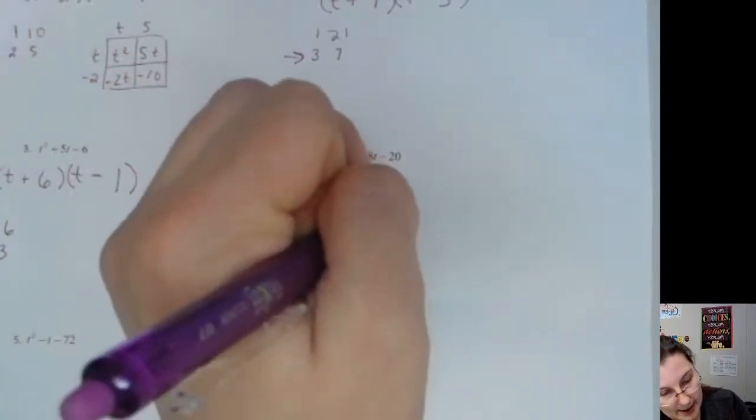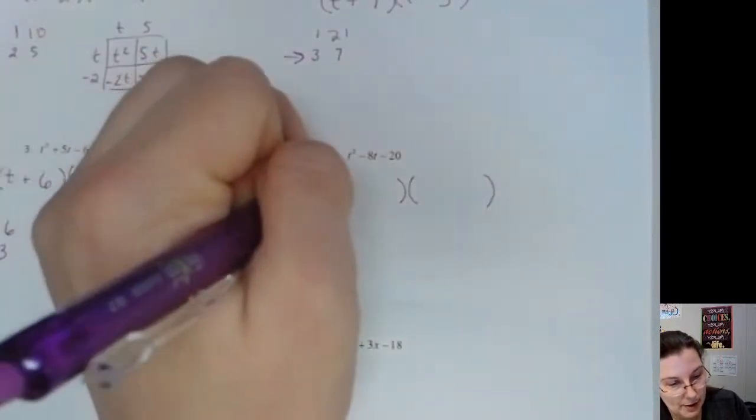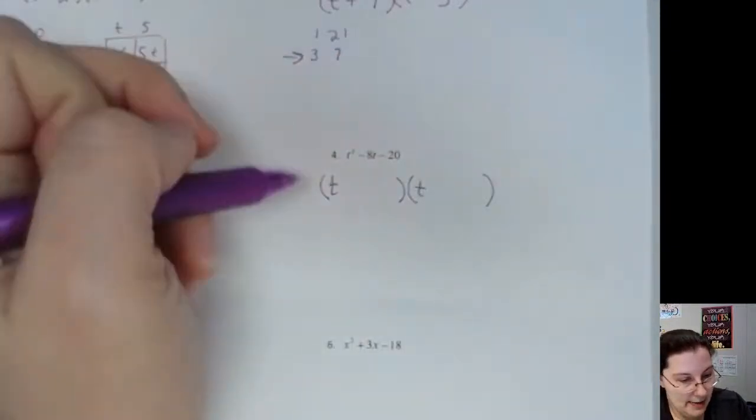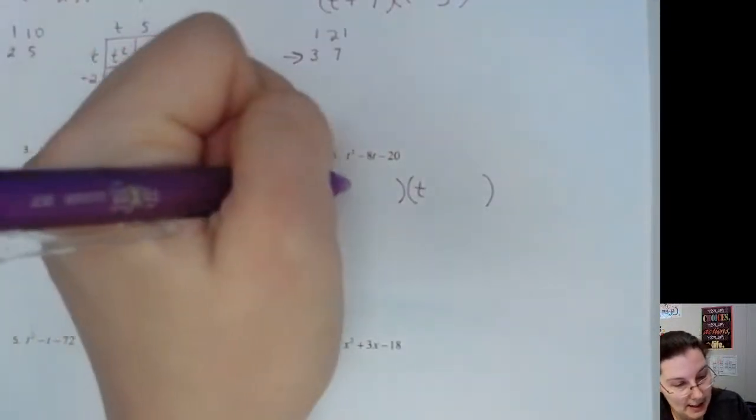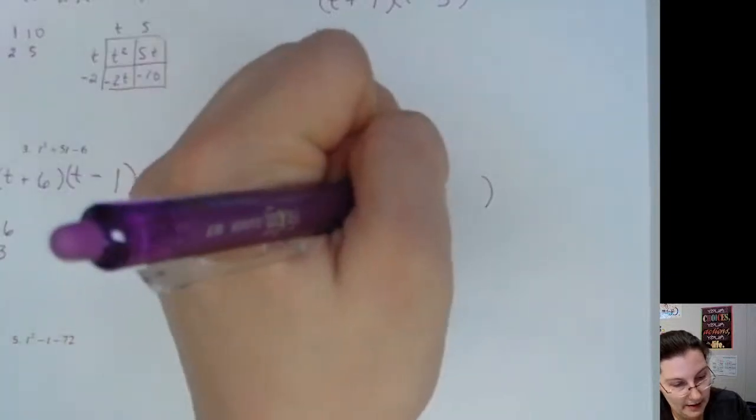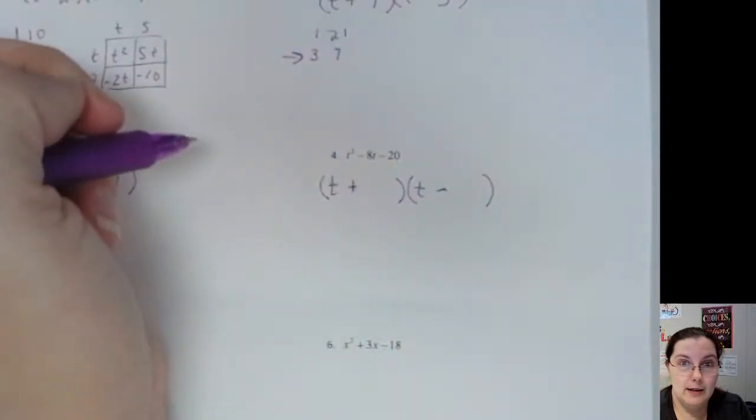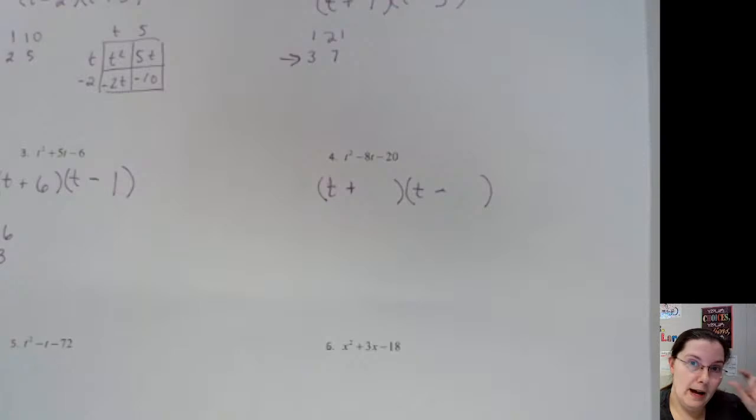So go on and set this up again. I'm going to use my t's. And then I have a negative, so because I have a negative, I know I have to have a positive and a negative for my signs. And so now I need to figure out what my factors are going to be.